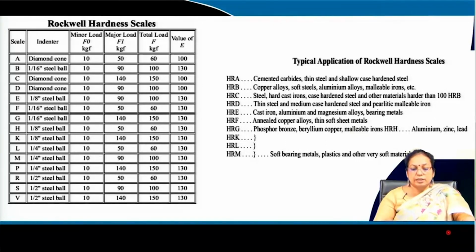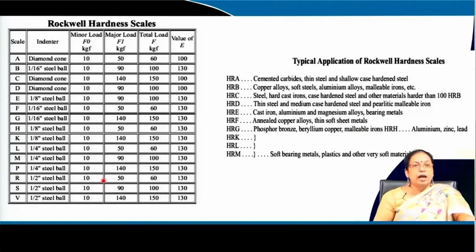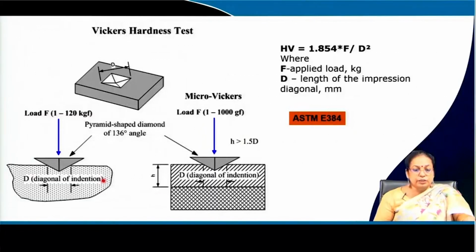So, different scales are there, and for different materials you use different scales, and everything is fixed. You apply the minor load and then the major load, and accordingly you measure the E value, and from there you can easily determine the Rockwell hardness number of that particular material. Now, another type of hardness test, which is often used particularly for surface hardness measurement, is the Vickers hardness test.